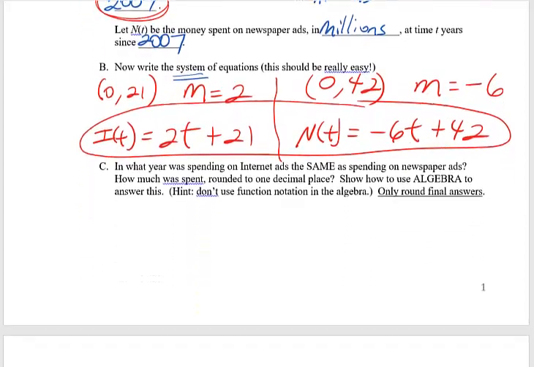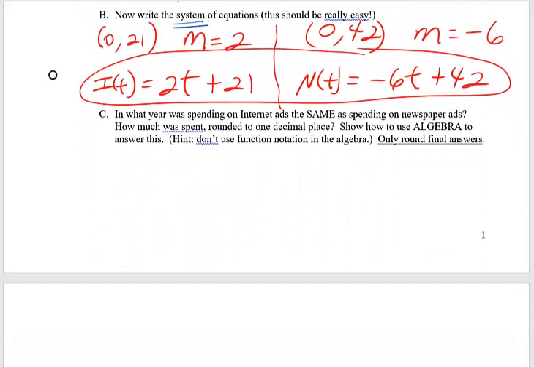Let's take a look at part C now. This is where the Chapter 3 stuff now comes into play. Part C basically says, let's figure out now what year it was where the internet money and the newspaper money were the same. I put that in all caps because same is really the word to be looking for in these problems that alerts you, oh, they want me to solve the system. They want me to find that special X and Y, so to speak, or T and money information where these two things are the same.